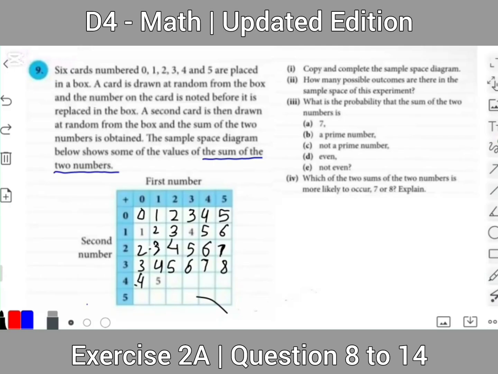4 add 1, 5, already given in the diagram. 4 add 2, 6. 4 add 3, 7. 4 add 4, 8. And 4 add 5, 9.